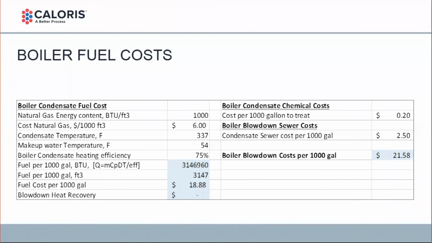Condensate chemical costs are typically pretty low. I'm just going to use 20 cents per 1,000 gallons here. The boiler blowdown sewer cost is $2.50. So we add that all up. The cost to put 1,000 gallons of blowdown down the drain is $21.58, which is pretty high. That's actually where most of our savings is going to be, if we can save on the blowdown going down the drain.